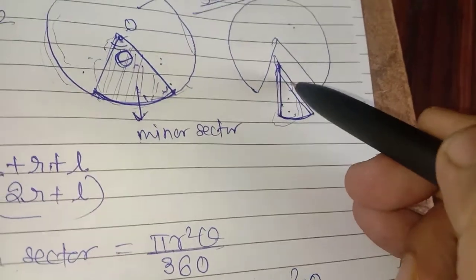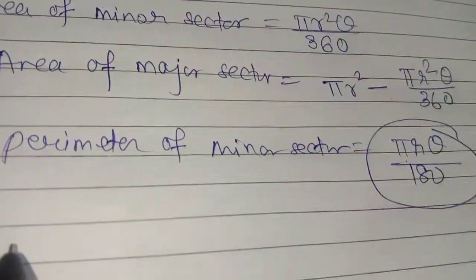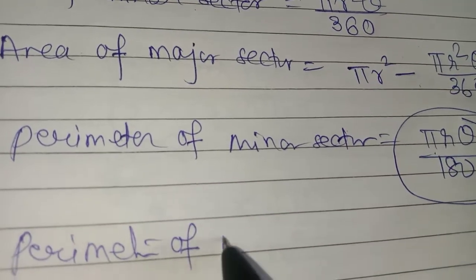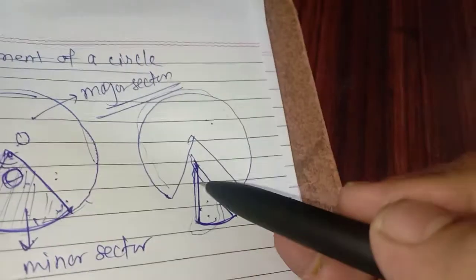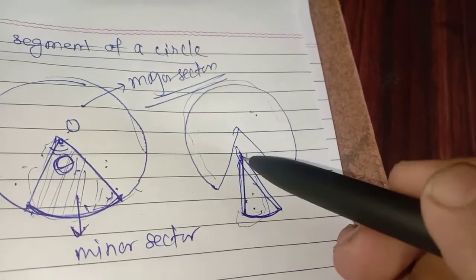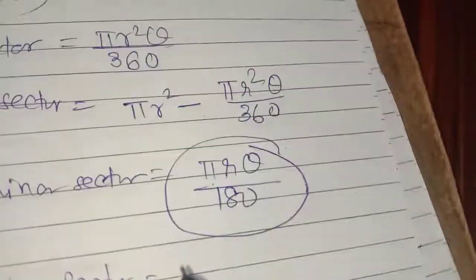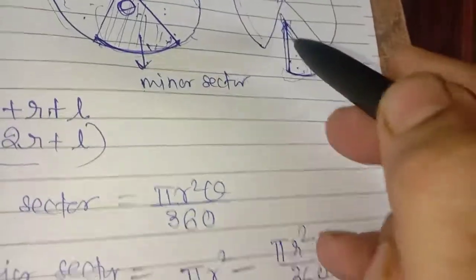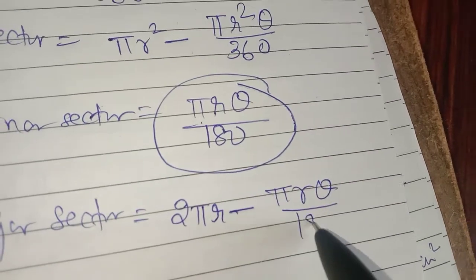And then if I have given the minor perimeter, what will be the length of the major? So we'll write here the perimeter of major sector. The perimeter of the major sector is what? We have taken the length of the minor arc from the whole circle. So what is the perimeter of the whole circle? It is 2 pi r. From it we subtract the minor one, pi r theta upon 180.